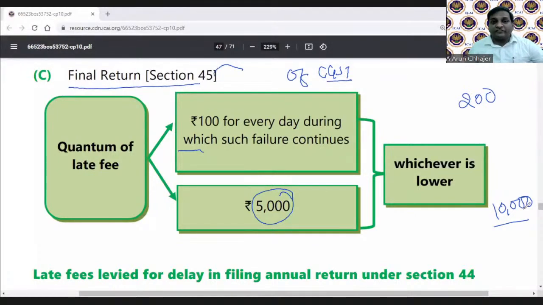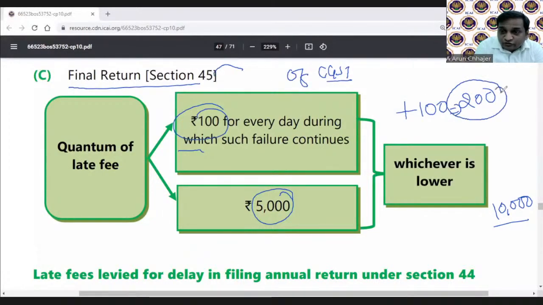The answer is 2.5% each. Absolutely correct, Rohan. The answer would be 2.5% each, because we are reading the CGST Act, and if this Act is talking about 100 rupees per day, please note an equivalent amount of SGST would be added and the late fees would be 200 rupees per day. This I am explaining only for your understanding. In the exam, you will write Section 47 of the CGST Act and therefore you will write 100 rupees per day. But conceptually, I have clarified to you.